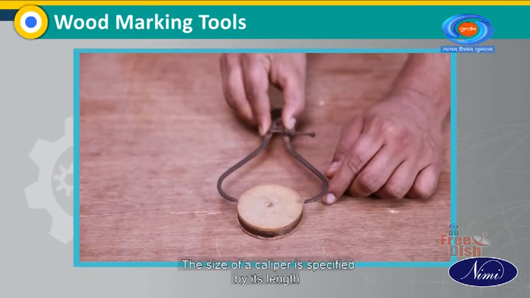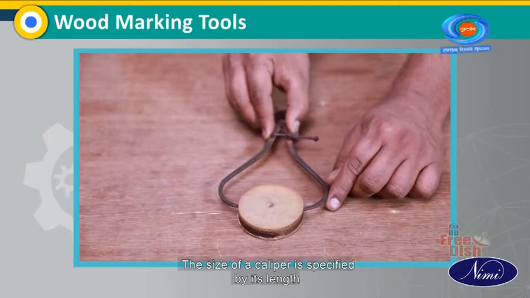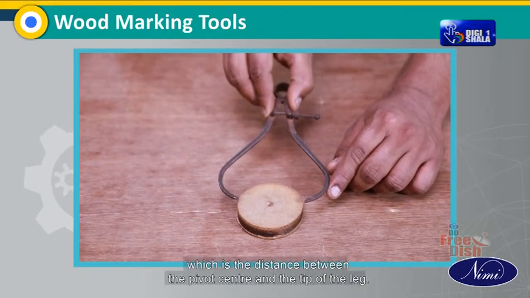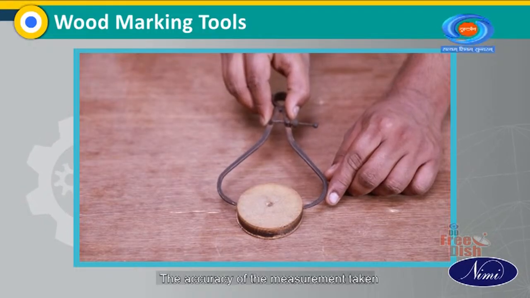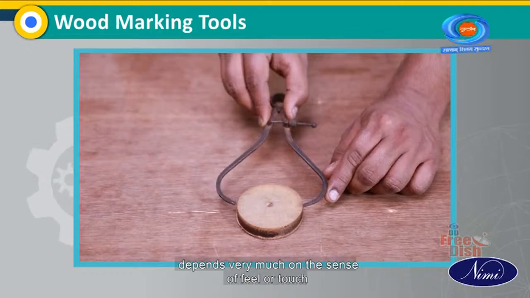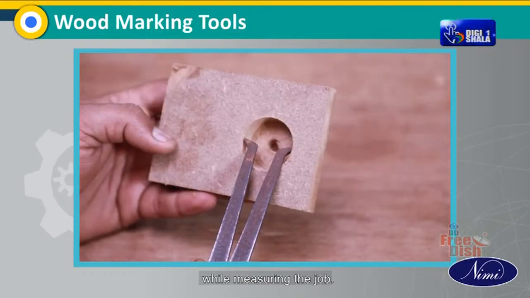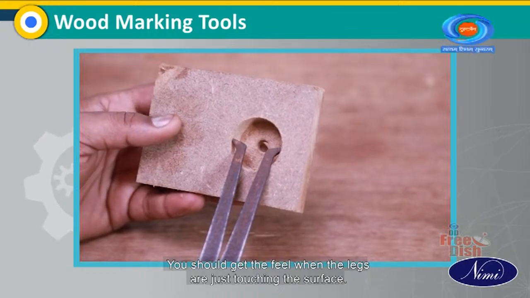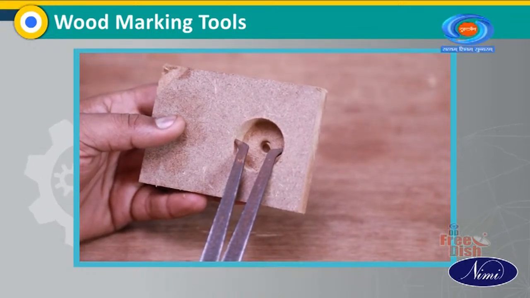The size of a caliper is specified by its length, which is the distance between the pivot center and the tip of the leg. The accuracy of the measurement taken depends very much on the sense of feel or touch while measuring the job. You should get the feel when the legs are just touching the surface.